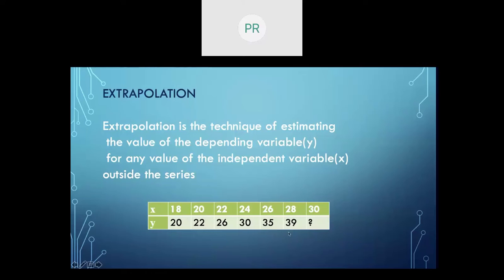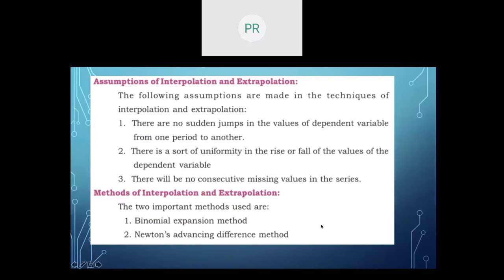And the third assumption is no two consecutive values should be missing. That is, two values one after the other should not be missing. One of the values should be an interpolation value and the other value should be an extrapolation value. That is, one value within the series and the other value outside the series can be missing. So the first point is there are no sudden jumps in the values of the dependent variable from one period to another. Second point, there is a sort of uniformity in the rise or in the fall of the values of the dependent variable. And the third point is there will be no consecutive missing values in the series.